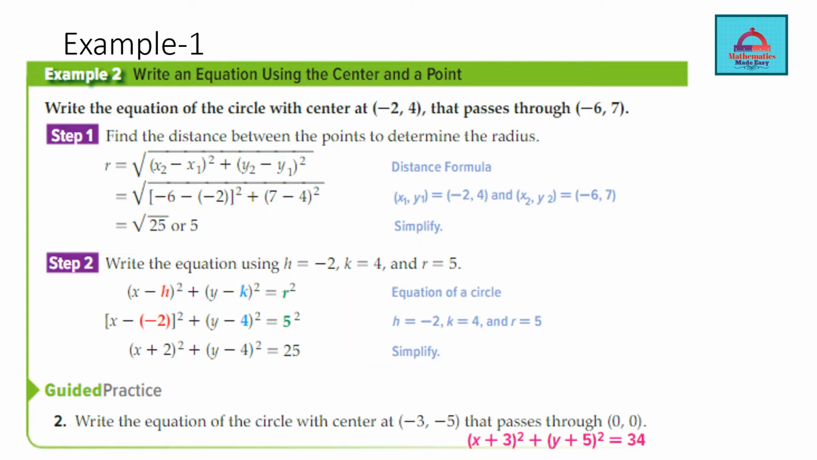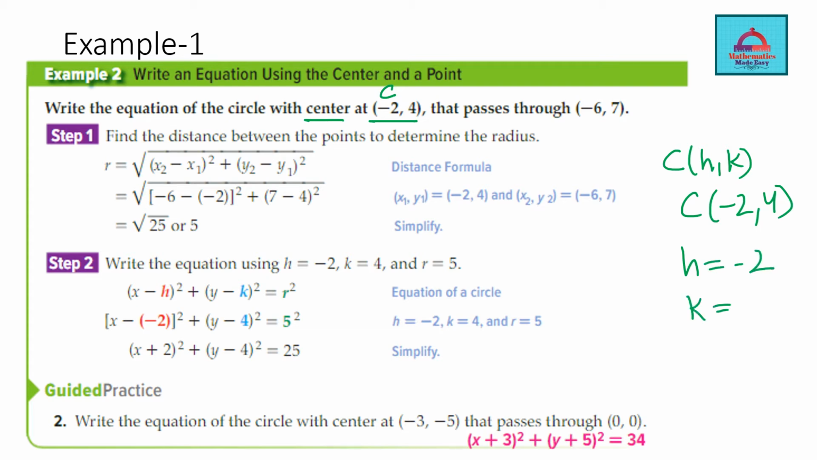Now I will show you how we can solve one question. This is example 1. Write the equation of the circle with the center. The center is given, as I told you, for example C, negative 2 comma 4. If you compare C, h comma k, the coordinates of the center, with C, negative 2 comma 4, you know your h is negative 2, the x coordinate, and your k, the y coordinate, is 4. Also, you are given that the circle passes through this point. Any point P, which is x comma y, is negative 6 comma 7.